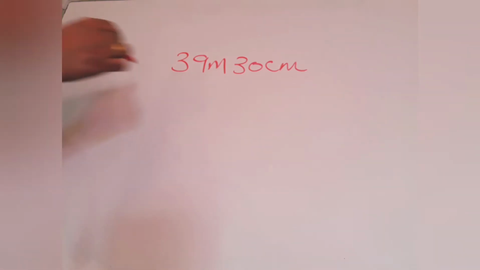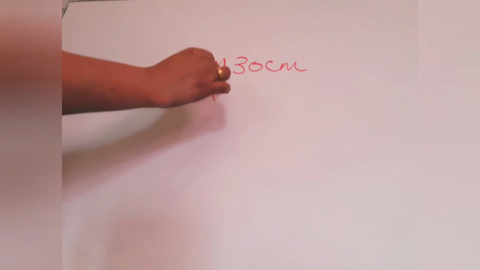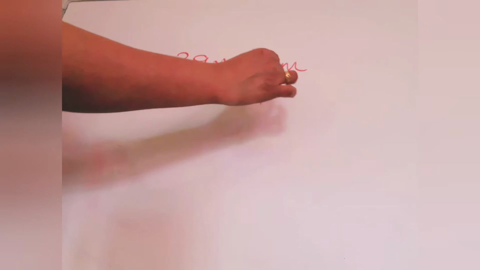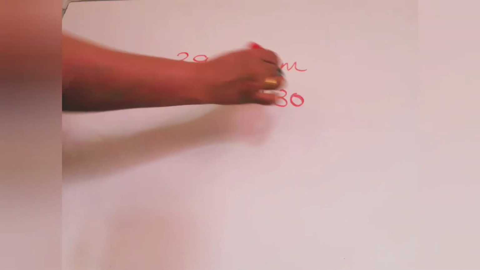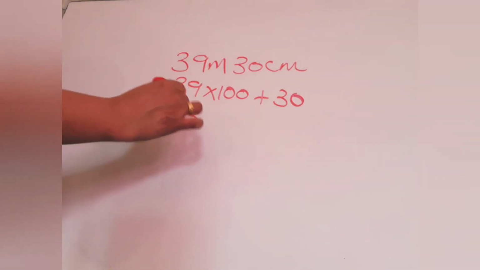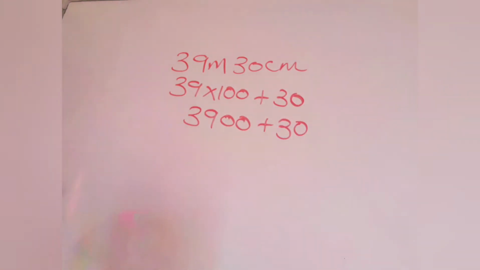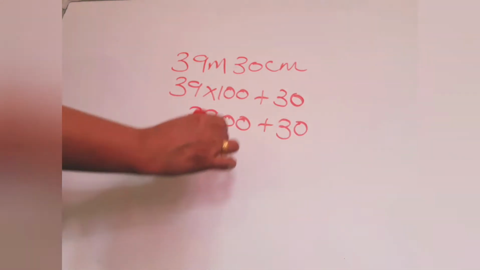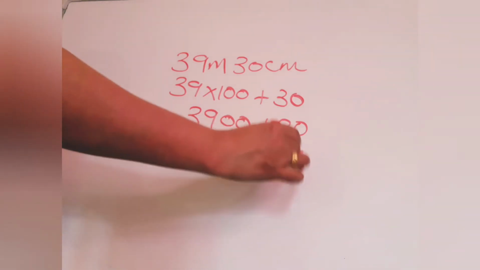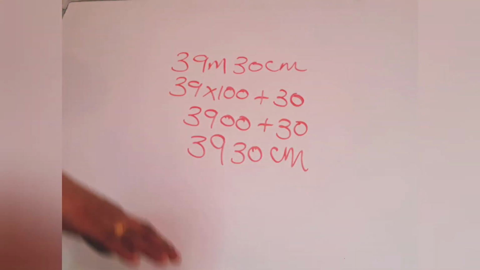39 meter 30 centimeter. 39 into 100 plus this 30 you have to add with that. 39 into 100 you know 3900 plus 30. So what is the answer? 3930 centimeter. One more example we will do.